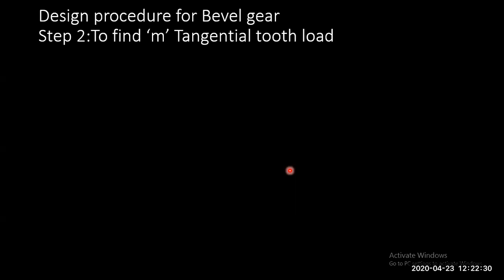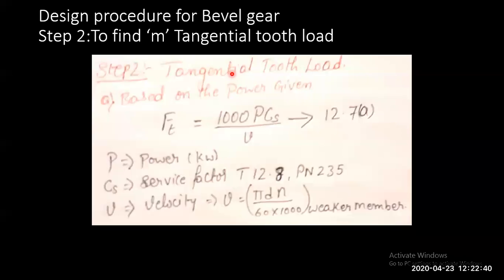So this is step two. Step two is as usual, same thing. You find the FT, that is the tangential tooth load. How do you do that? Similar to what we solved in the previous two modules.